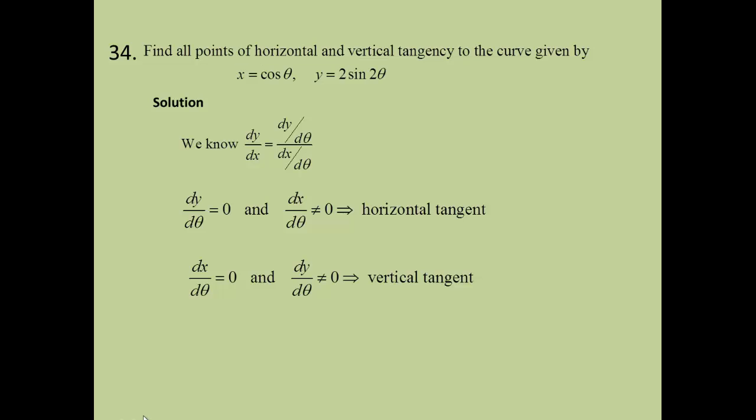Likewise, for a vertical tangency, dx/d theta equaling 0 and dy/d theta not 0 will give us a vertical tangency. So any value of theta where dx/d theta is 0 and dy/d theta is not 0, we have a vertical tangency. A short summary: if you find a value of theta where dy/d theta is 0 and dx/d theta is 0, we have no idea what is going on there.